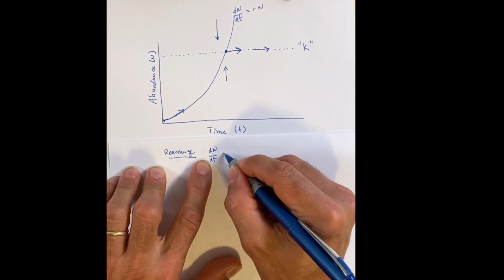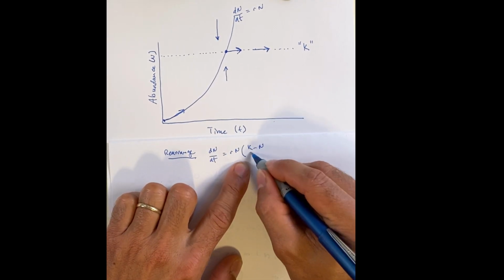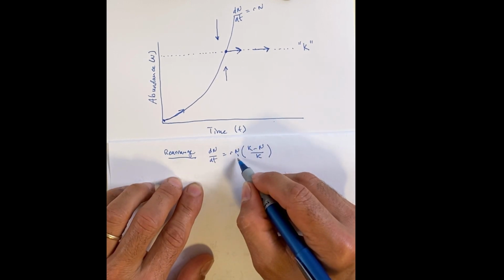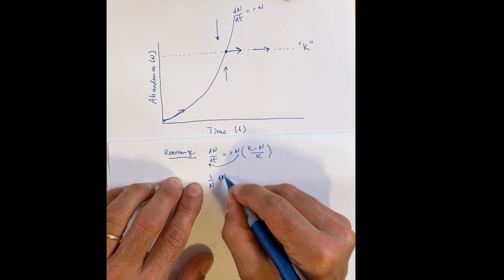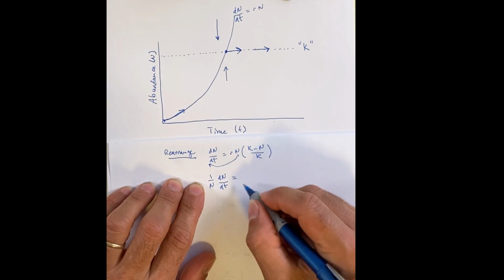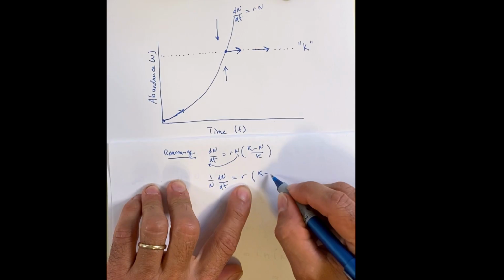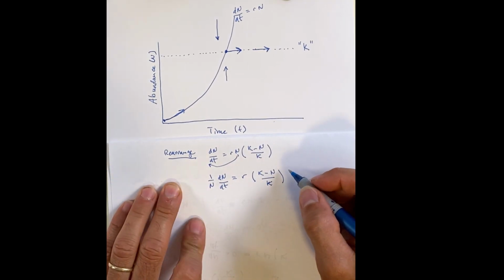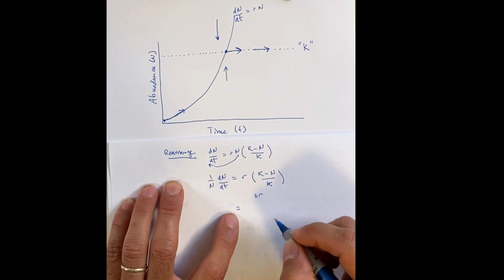If you take dN/dt equals rN, or this is the logistic form here, the (K minus N), and you divide both sides by N, then you will have the per capita population growth rate, which is again 1 over N dN/dt. And this is equal to r times (K minus N) over K. We've just moved N from the right side to the left side by dividing. This is simple algebra here.